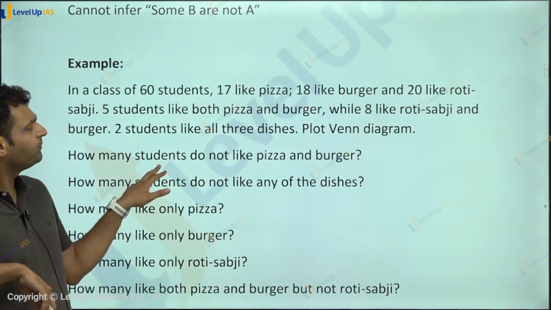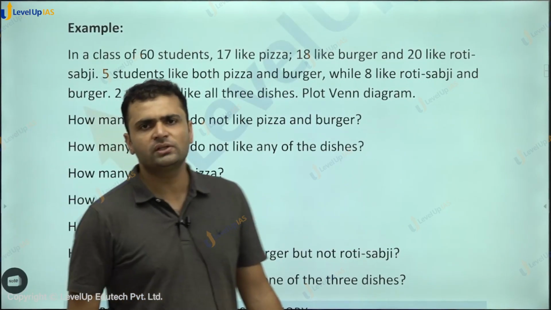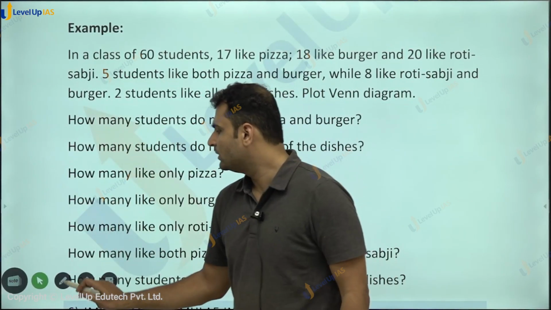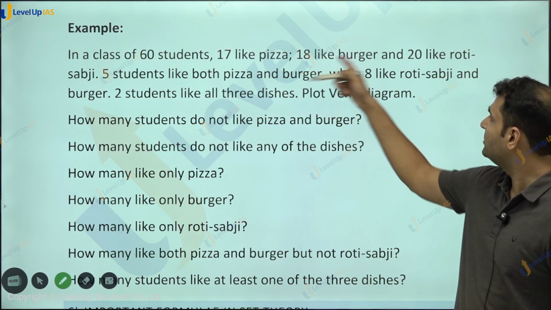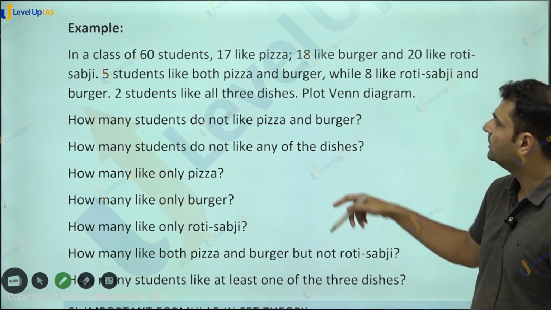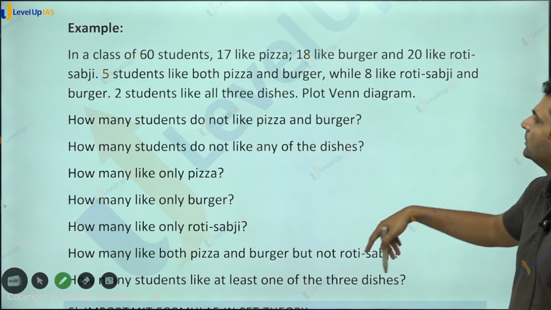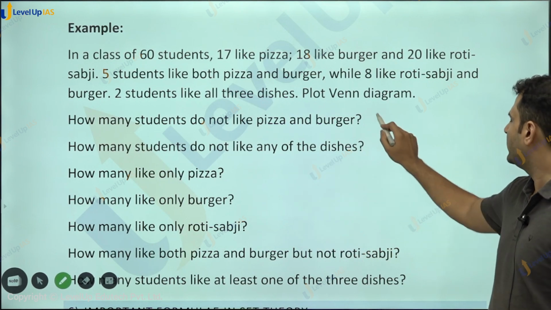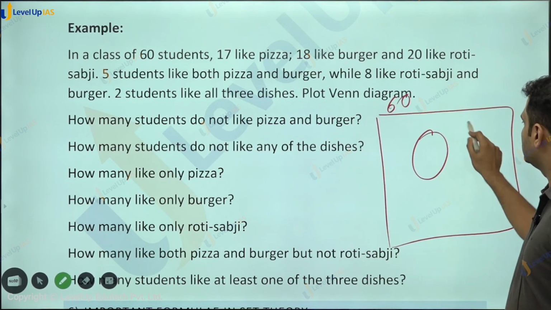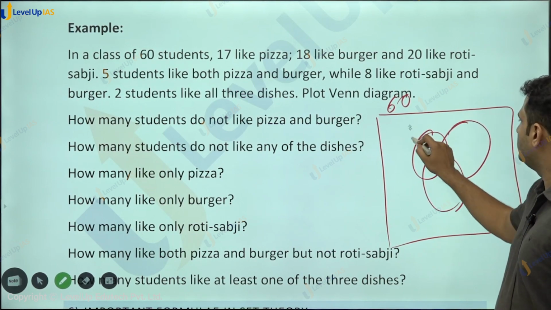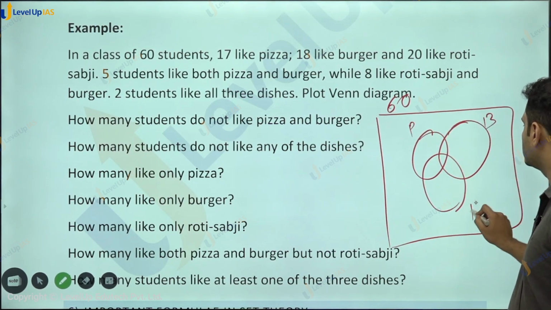This is one question. It's very easy to do this. Just plot the Venn diagram and do it. In a class of 60 students, there are people who like pizza, burger and roti sabzi, and there are students who don't like any of these. So this is a class of 60 students. Draw a diagram like this: pizza, burger and roti sabzi.